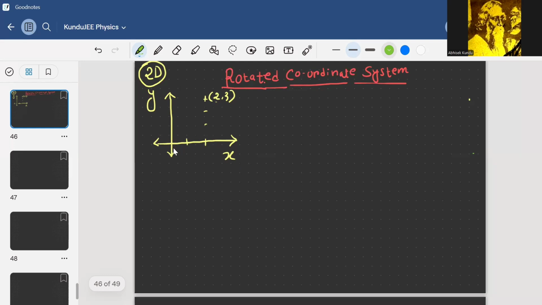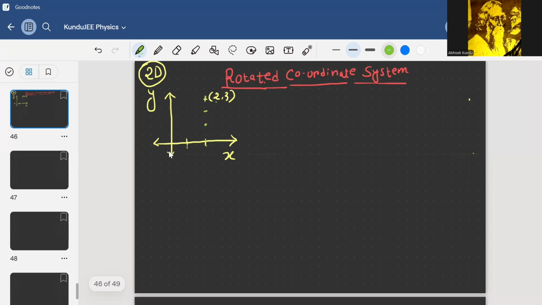So what is the meaning of it? That means I have to go along x-axis by 2 divisions. Then I have to go from this point. I have to go 1, 2, 3, and ultimately I will reach this point 2, 3. Now, this is with respect to the initial coordinate system or standard coordinate system.